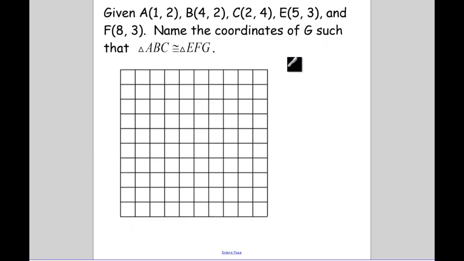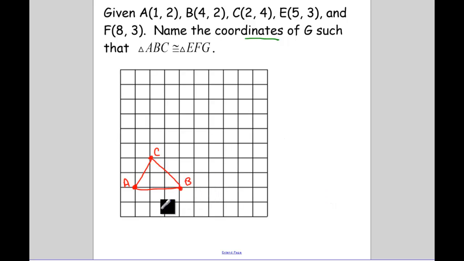Okay, we're given some points. Name the coordinates of G such that triangle ABC is congruent to EFG. So let's plot triangle ABC. I have the point 1, 2. That's A. B is 4, 2. Label that guy. And C is equal to 2, 4. So now we have these. This triangle here is going to be congruent to EFG.